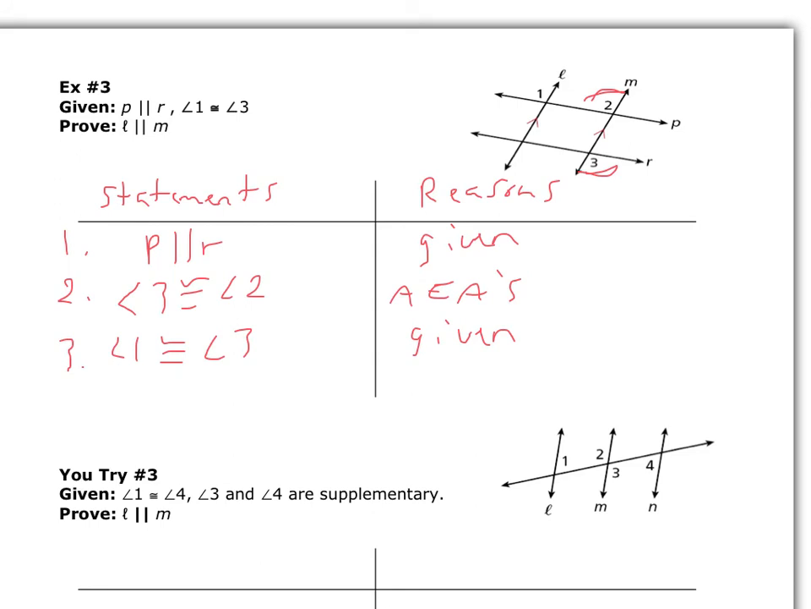And then lastly, angle 1 is congruent to angle 2 because of our corresponding angles postulate. And then lastly, since those are corresponding, we know that L is parallel to M because of that same postulate.